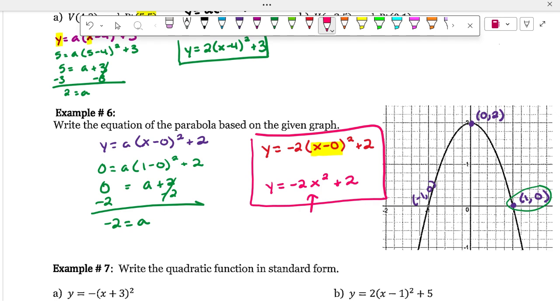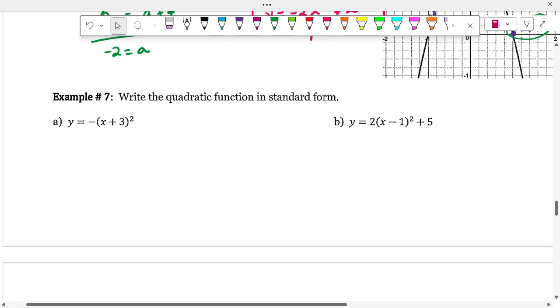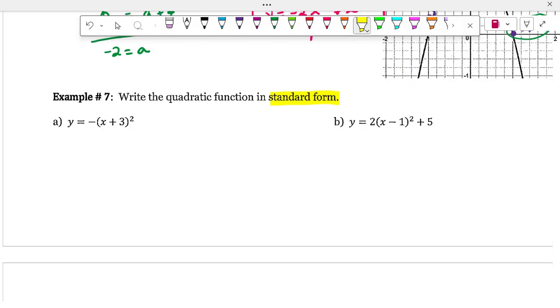Any questions on how you get the equation from the graph or from the vertex and a point? All right, last thing we're going to do today is take vertex form and convert it to standard form. It actually requires skills that you already know how to do. It's actually not too bad.